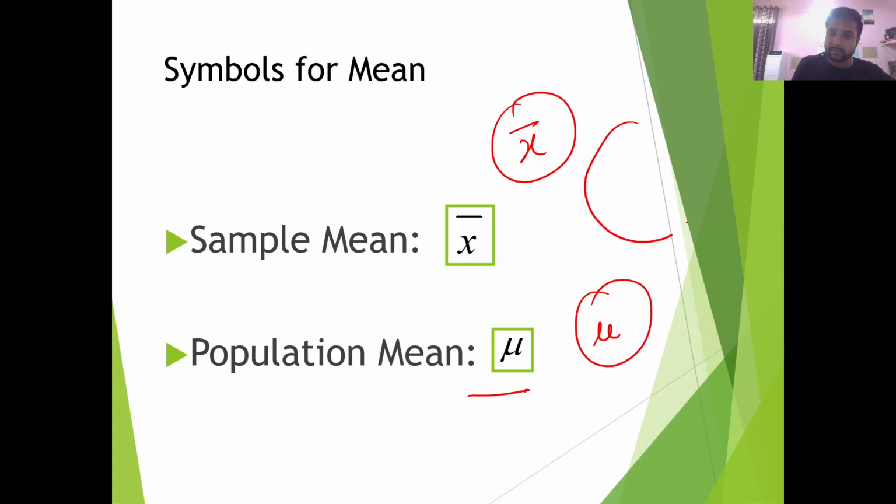Suppose this is a population of 1,000 individuals. If we have to find the mean for this, we will use mu. But if we take a sample out of it and find the mean for this, we will use X bar. That's how we use the different symbols of mean.